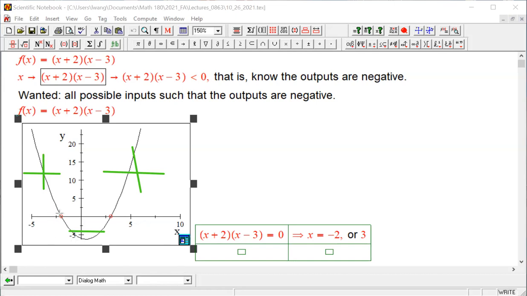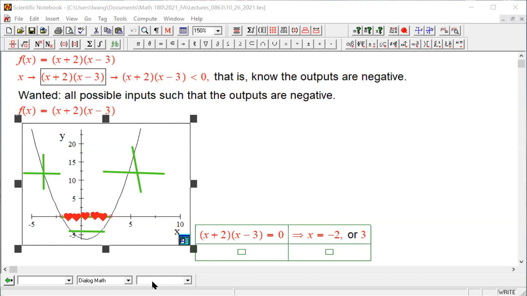So what are the inputs that make the outputs negative? Where do you find them? They're right here. So these are the inputs such that the outputs are negative. Do you guys follow me? So this is if we use the function perspective. And this idea is very powerful. I'm going to give you a couple of examples to show you the application of these ideas.